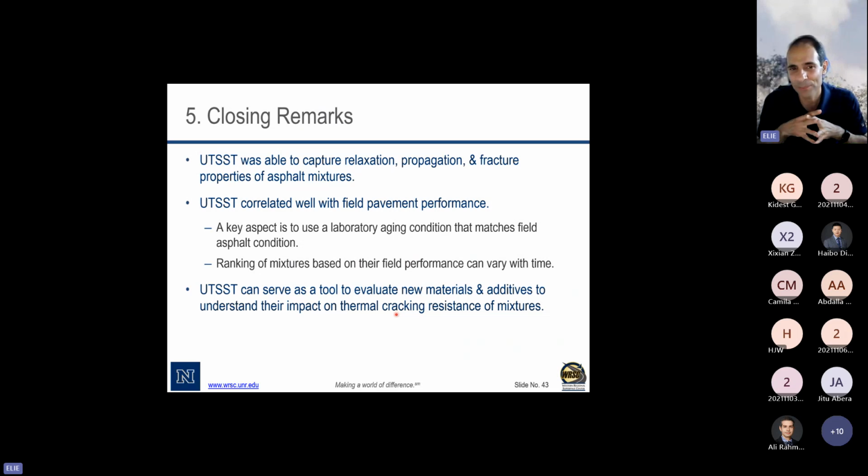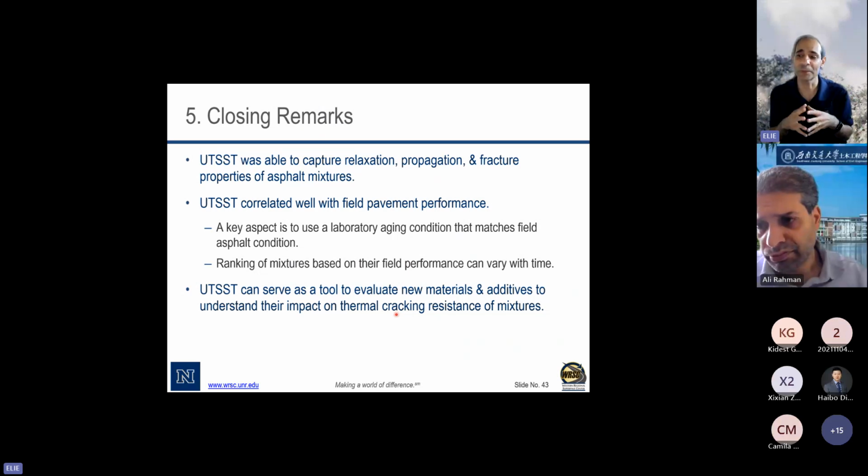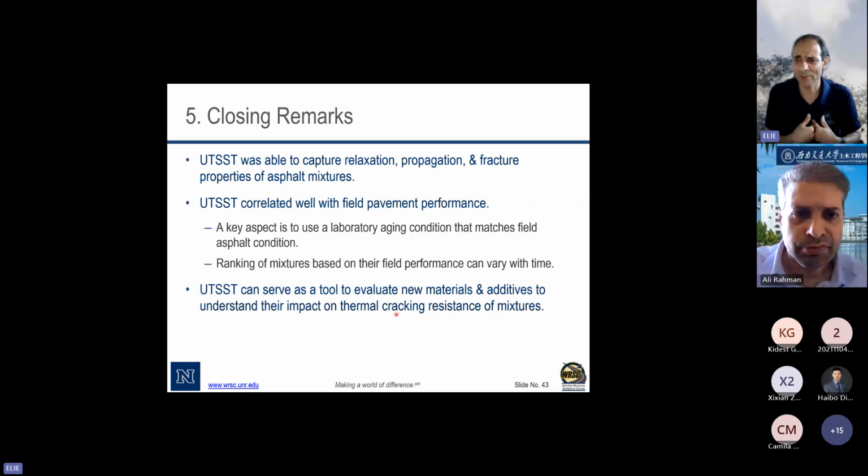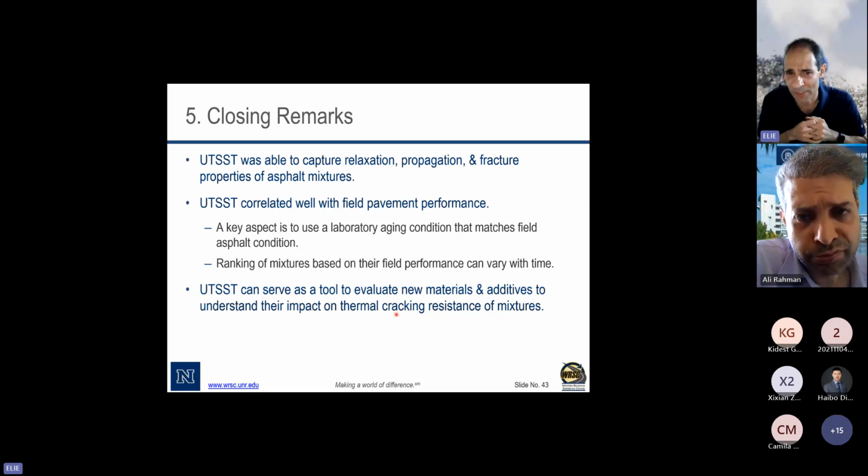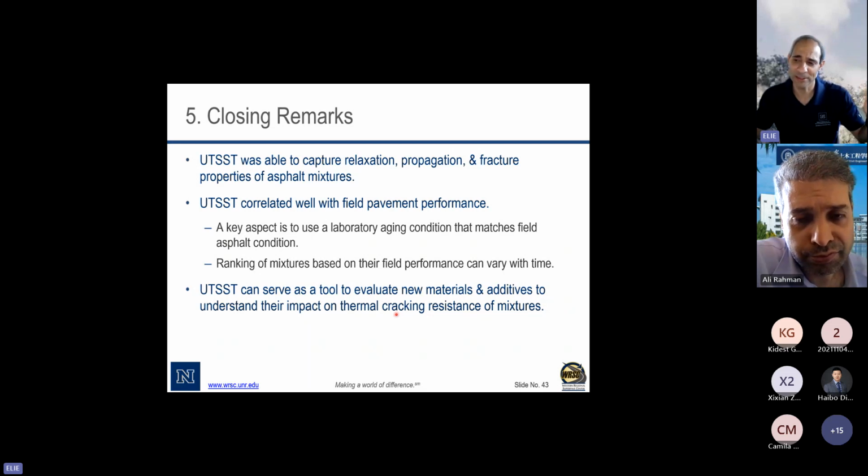So to wrap up, to close, we believe that the UTSST was able to capture not only the fracture, but also the relaxation and propagation of the asphalt mixtures. It's a very promising test. It correlated very well with field pavement performance, but a key aspect to keep in mind, not only with the UTSST, with any test that you're trying to correlate with the field, is that laboratory aging conditions need to match field aging conditions. Okay, keep that in mind.